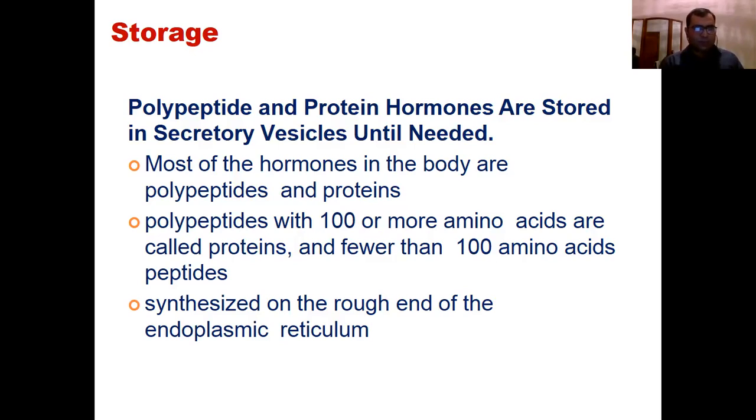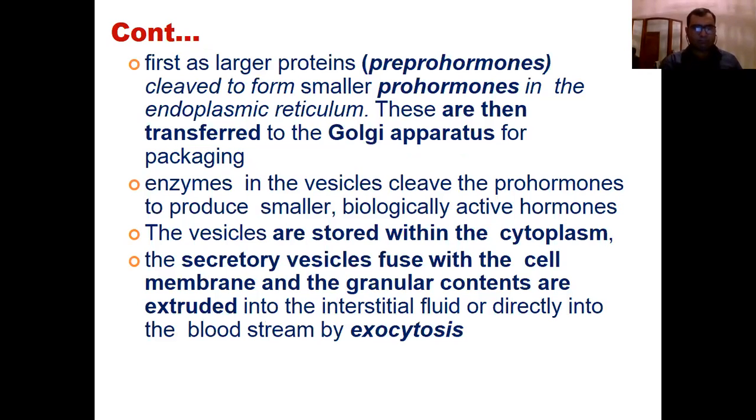Most of these hormones in the body are polypeptides and proteins. As I mentioned before, polypeptides with 100 or more amino acids are called proteins, and those with fewer than 100 amino acids are peptides, synthesized on the rough endoplasmic reticulum.